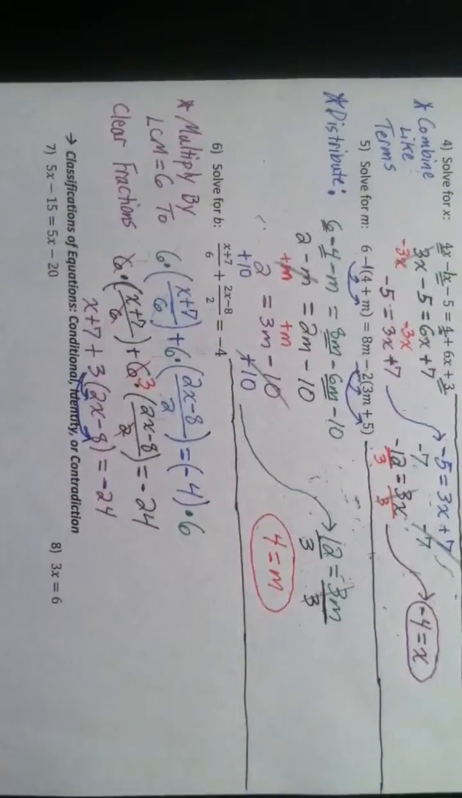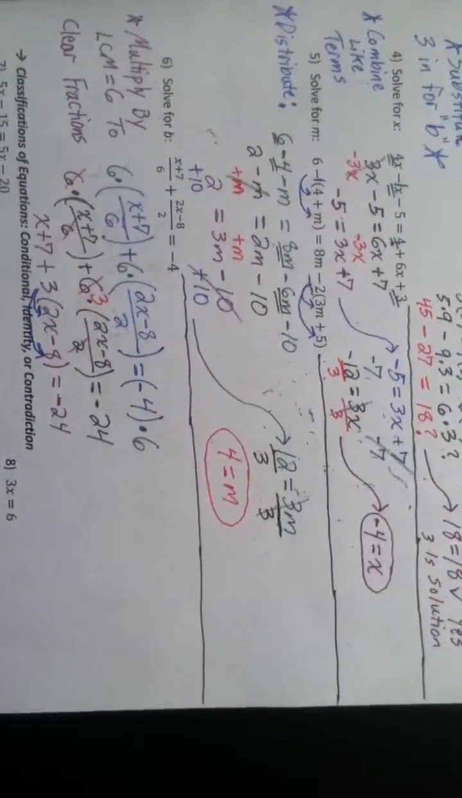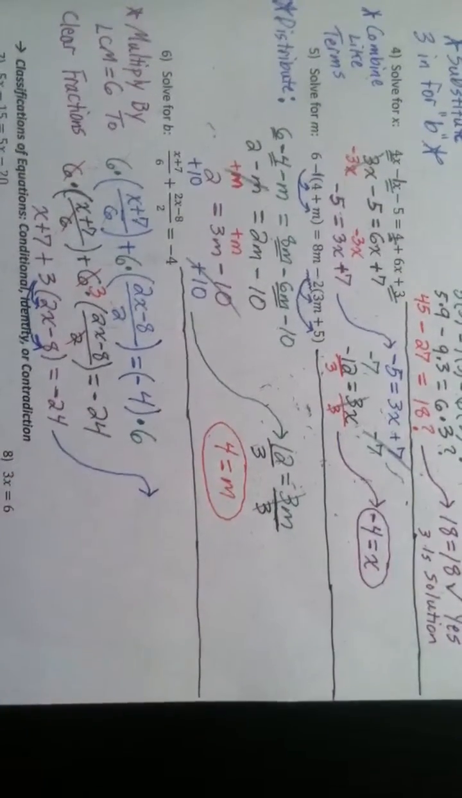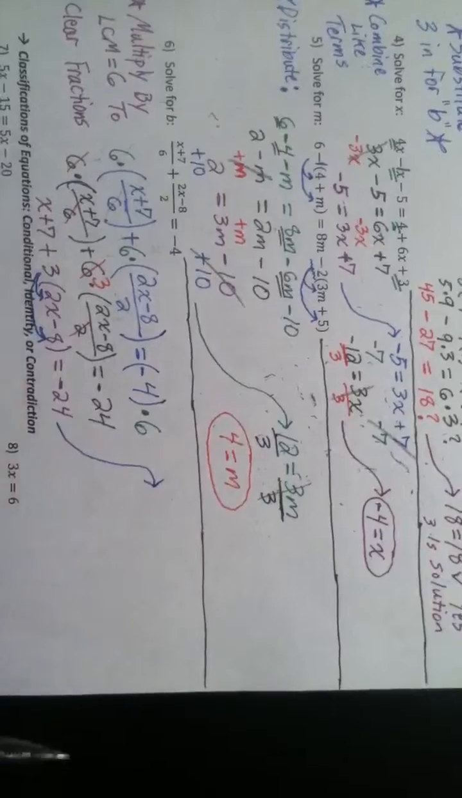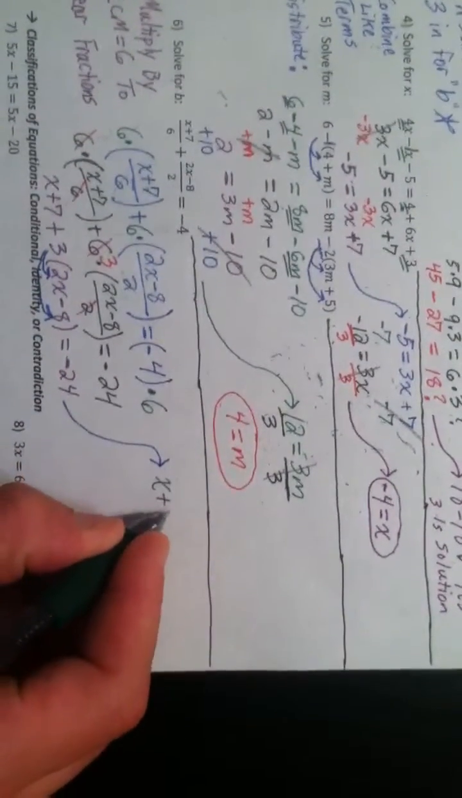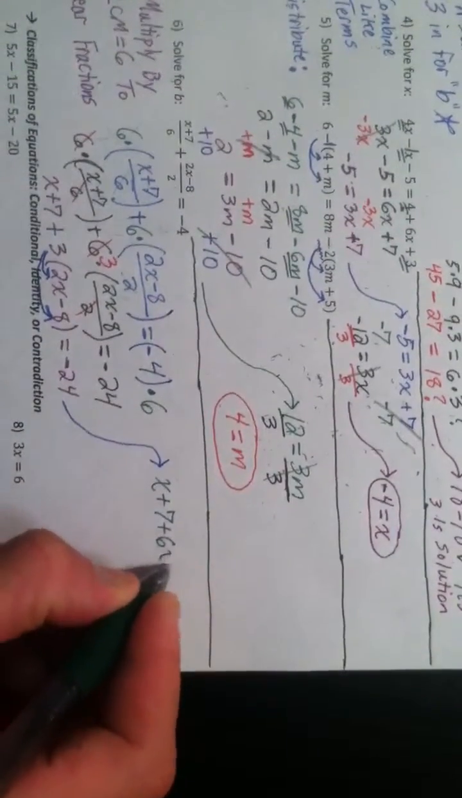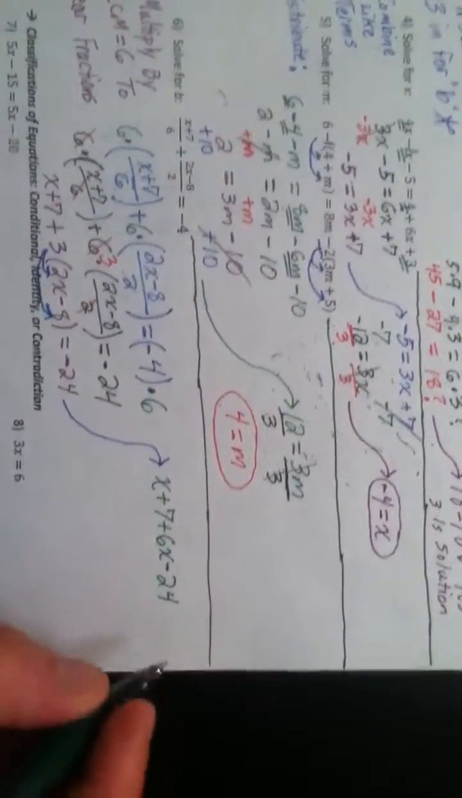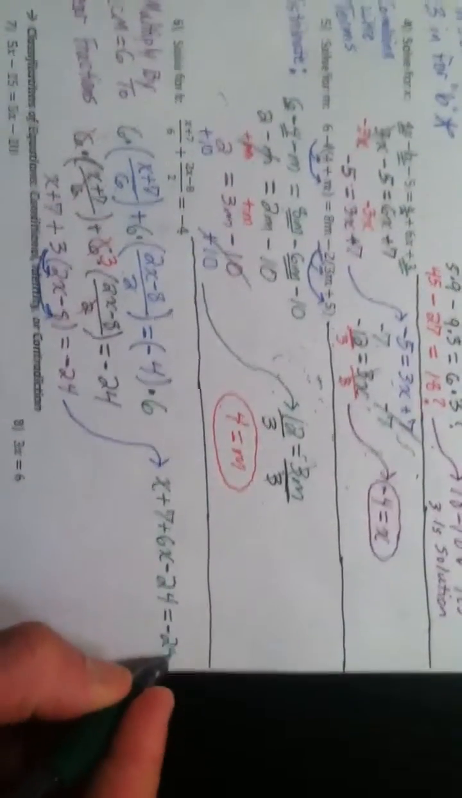So let's move that over here. We have x plus 7. 3 times 2x gives us 6x. 3 times negative 8 gives us negative 24 equals negative 24.